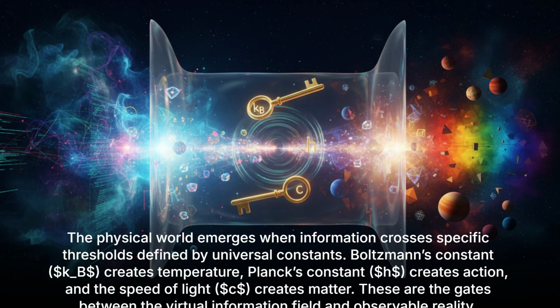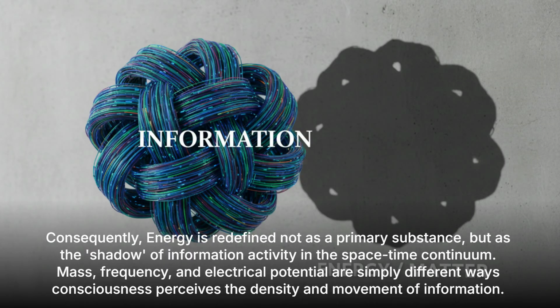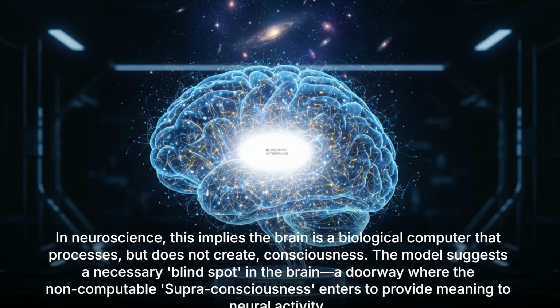Boltzmann's constant, Kb, creates temperature, Planck's constant, h, creates action, and the speed of light, c, creates matter. These are the gates between the virtual information field and observable reality. Consequently, energy is redefined not as a primary substance, but as the shadow of information activity in the space-time continuum. Mass, frequency, and electrical potential are simply different ways consciousness perceives the density and movement of information.